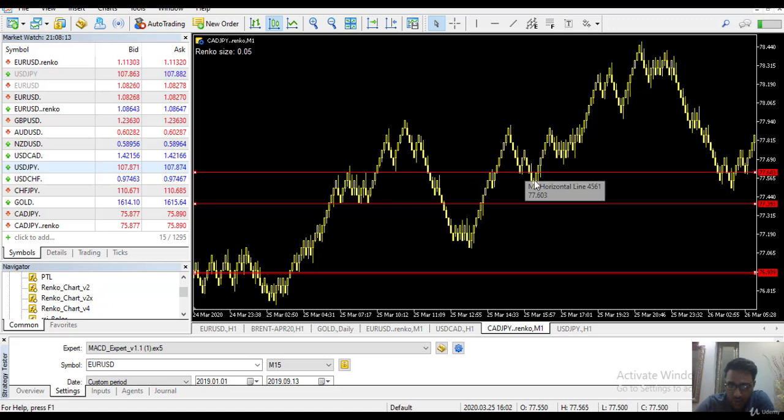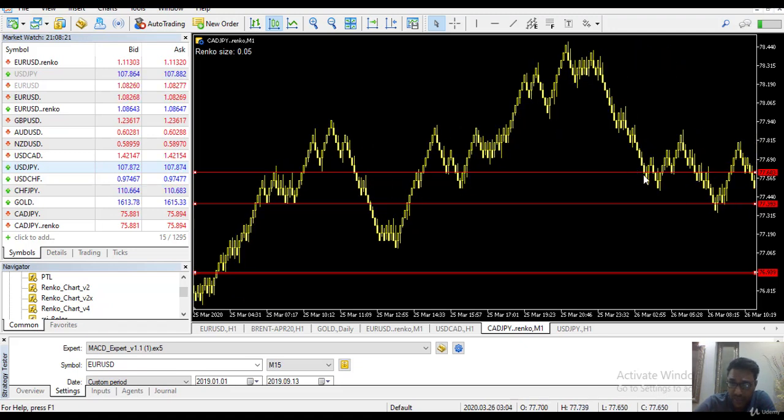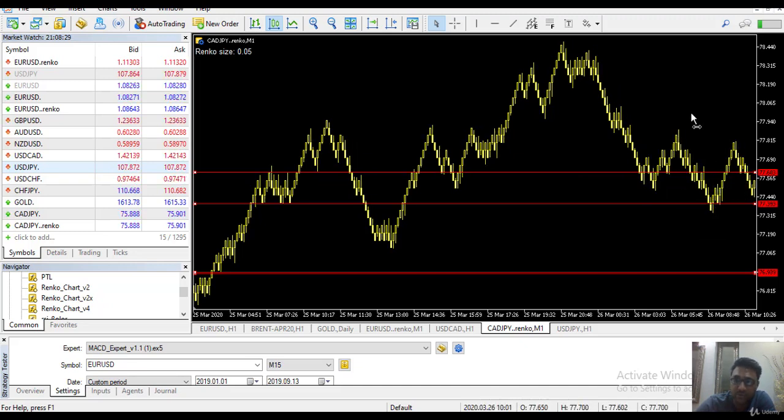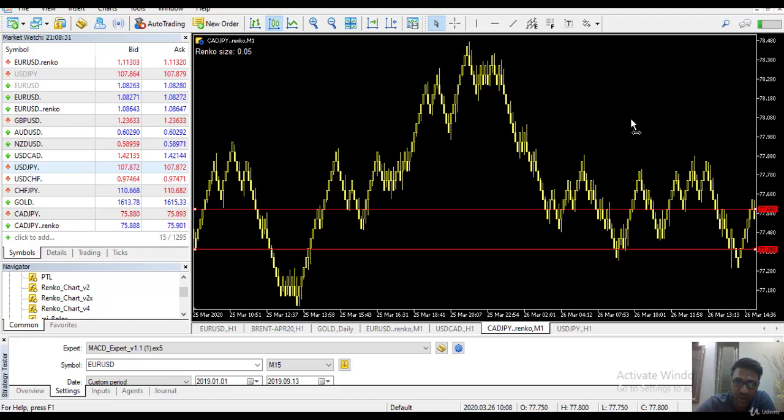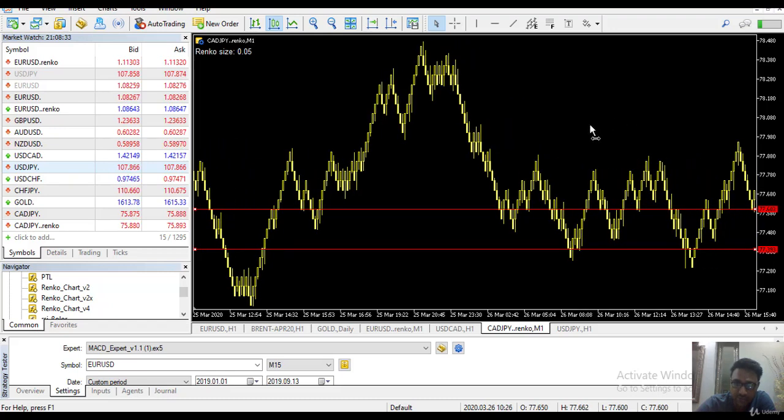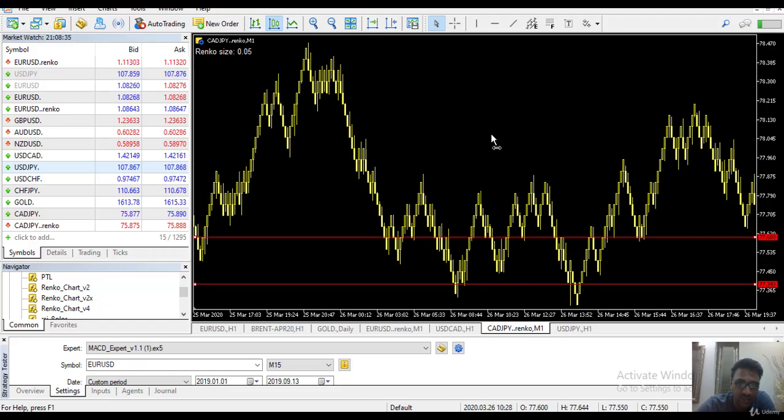Then it came back down again on this same region and then reacted very well and went up. Then after a while, it came back again in the same region and reacted, right? And then it came back down and again reacted from this area. So this range became a very important area for the price movement of CAD JPY.